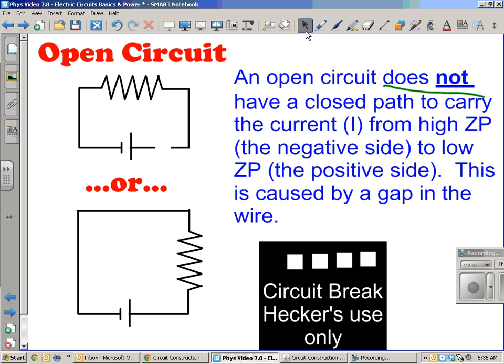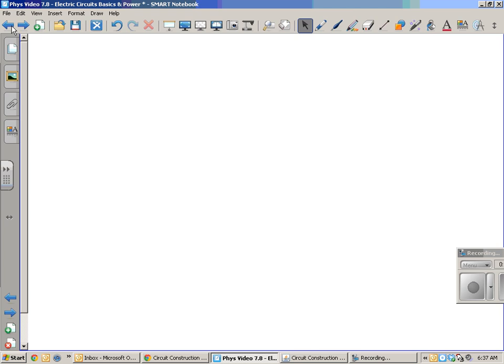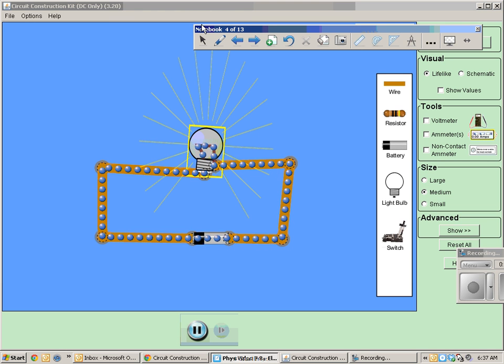And so the current's not going to flow. And it doesn't matter where the gap is. The gap could be here, or here, or over here, or here, or anywhere along here, even in the middle of the resistor, which is actually what happens when a light bulb burns out. And same thing down here. You can have a gap anywhere down here, okay?